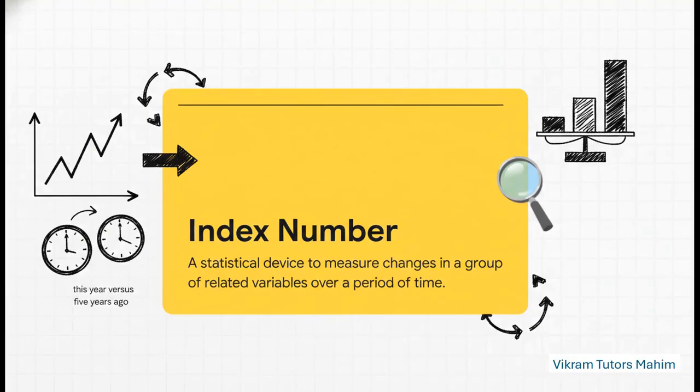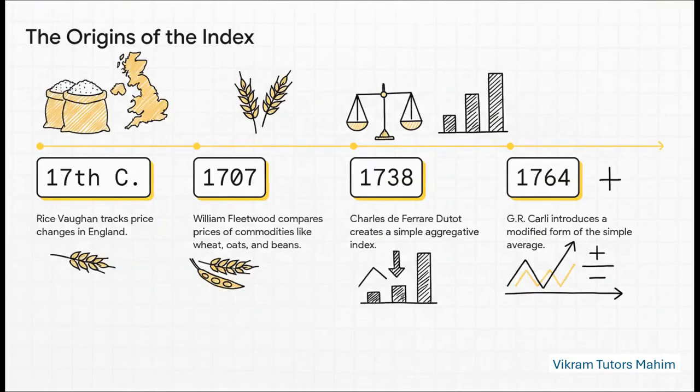Okay, so at its core, here's the official definition. But a better way to think about it is like a specialized average. Instead of just adding things up, an index helps us compare changes between two different points in time, like, say, this year versus 5 years ago. And believe it or not, this is not a new idea. The concept actually goes back centuries. People have always needed a way to measure economic change. Way back in 1707, William Fleetwood was basically creating an early version of a cost of living index just by tracking the prices of things like wheat and beans.